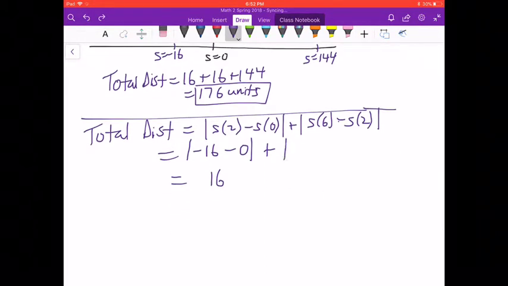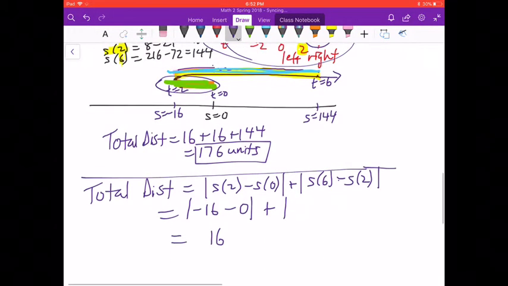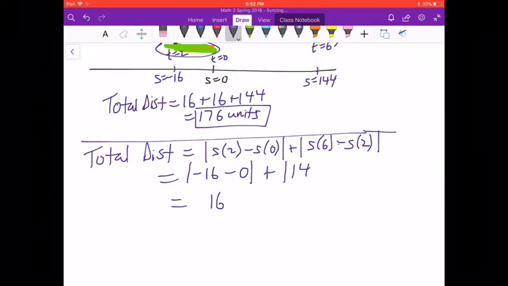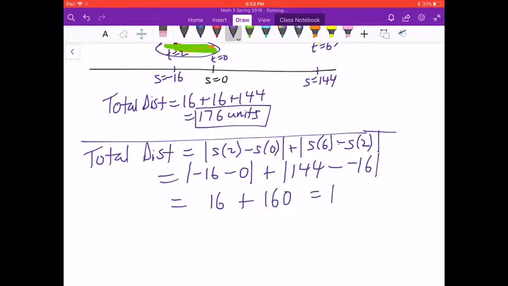So, s of 6, we know was 144, minus s of 2, which was negative 16. And we all know when you subtract a negative, you are adding a positive, so that'll be 160. And the absolute value doesn't do anything in this case because it's already a positive, and there it is, 176 units. All right, same answer, of course.